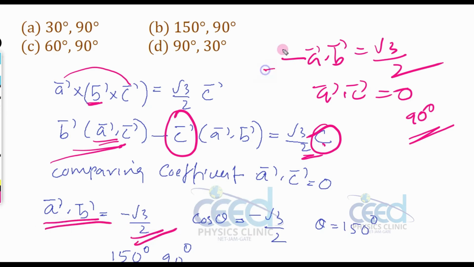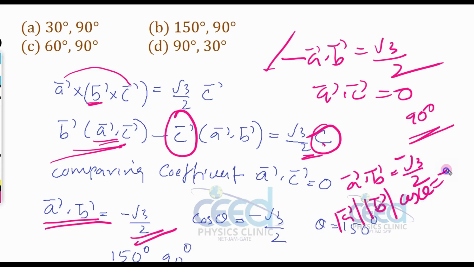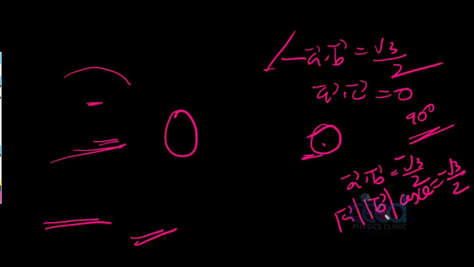So this condition, if you look at this, what is cos theta? A and B are unit vectors, is given. A dot B is equal to minus root 3 by 2 means mod A mod B cos theta is equal to minus root 3 by 2, right? That means mod A is 1, mod B is 1. So cos theta is equal to minus root 3 by 2. Cos theta having the negative value, that is in the second quadrant, right?